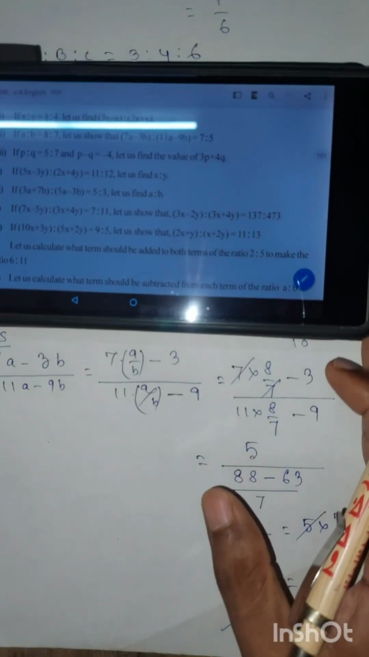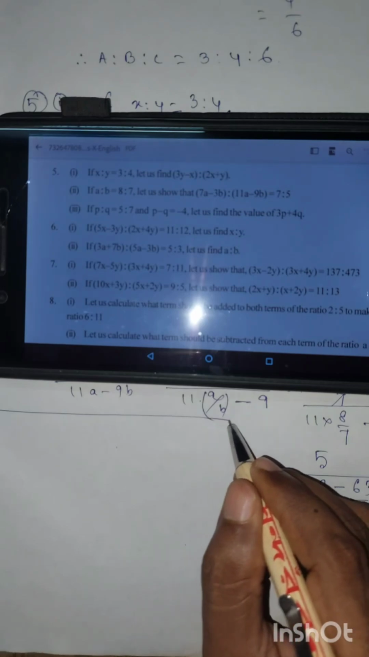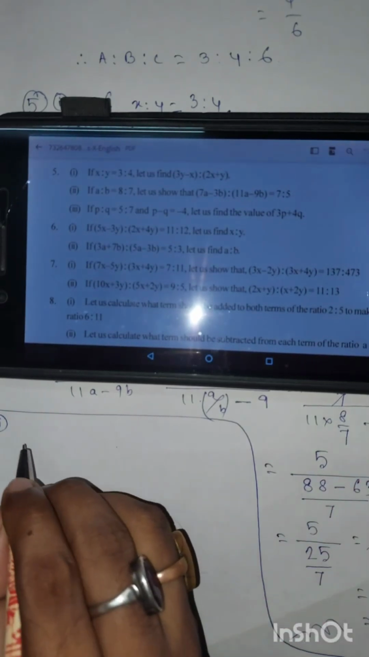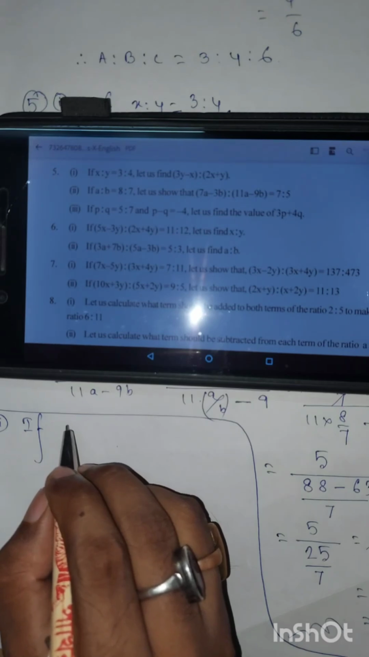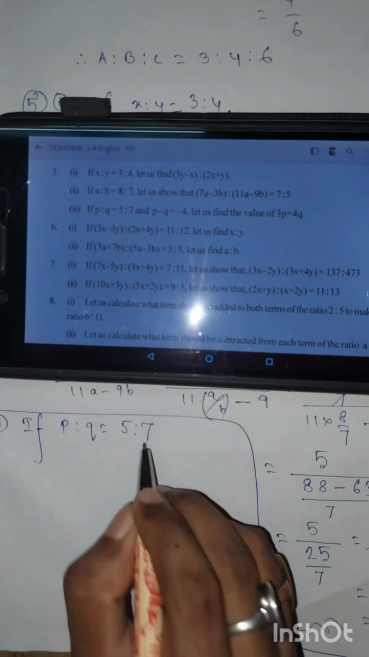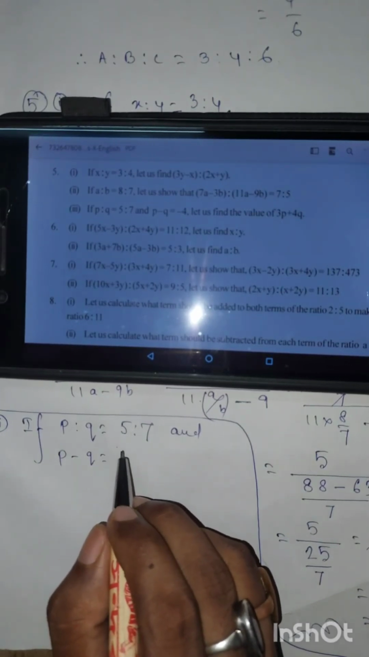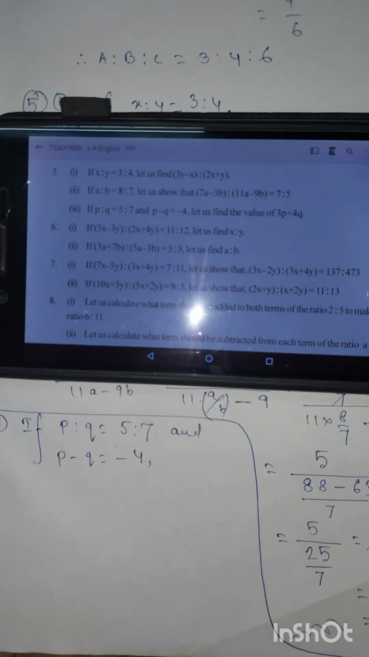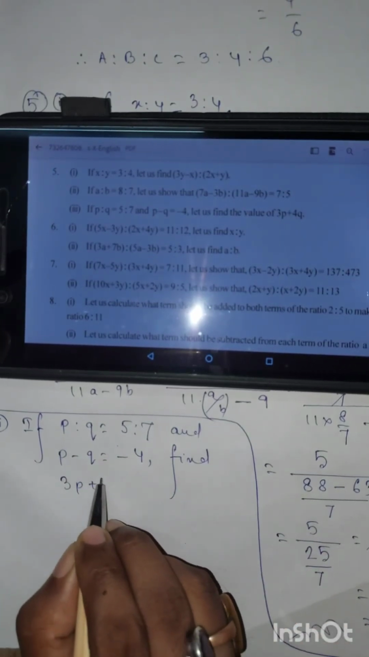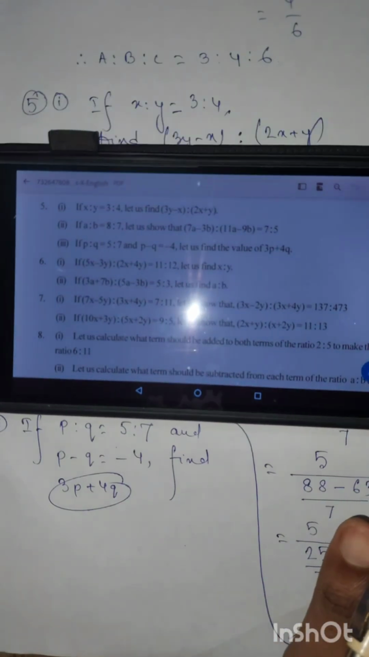Now part 3. Part 3 says if P is to Q is equal to 5 is to 7 and P minus Q is equal to minus 4, find the value of 3P plus 4Q. Okay, so this is our question.